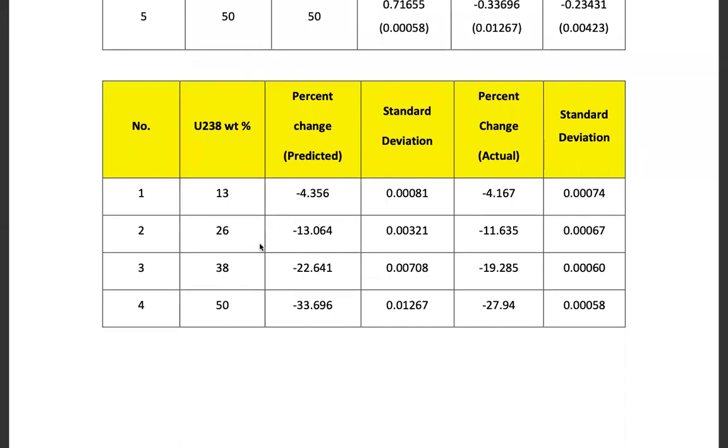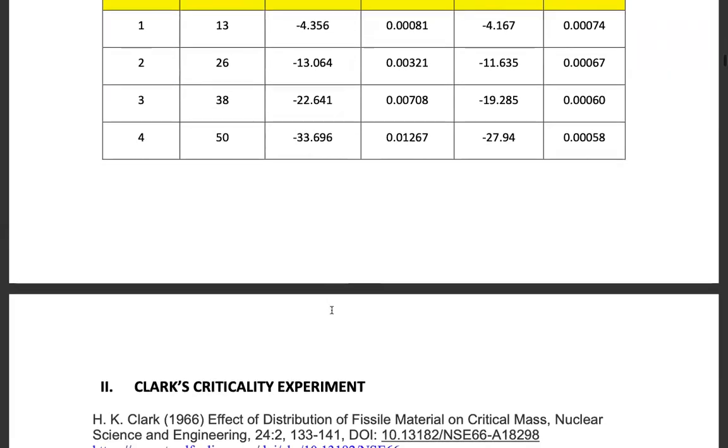And you can see that the predicted change was 4% when U238 went up from about 5% to 13%. The actual change was 4.167%. Predicted was 4.356%. This is the difference between predicted and actual. You see, the error becomes larger for a bigger perturbation. That's what we went through.